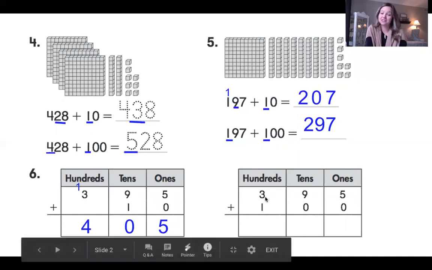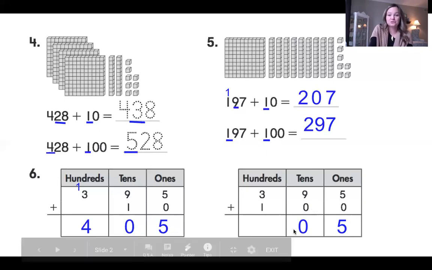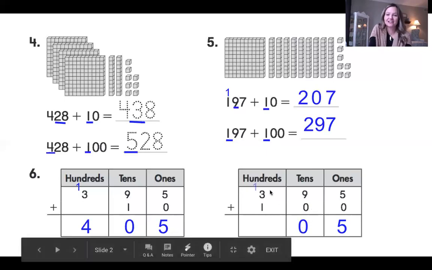Now we're going to come over here and do the same number, 395 plus 100. Okay, so notice the zeros. Our ones are going to stay the same. 5 plus 0 is 5. 9 plus 0 is, you guessed it, 9. But now we're adding 100. So it's my hundreds place that's going to change. So 3 plus 1 is 4. So 495 is our answer. Awesome job.